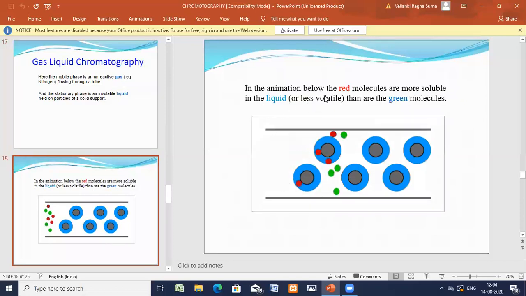Here you see in the animation below, the red molecules are more soluble in the liquid and less volatile than the green. So they are way at the back compared to the green. Our mixture contains red and green. The red molecules, more soluble and less volatile, go slowly. The green molecules are volatile and go fast.